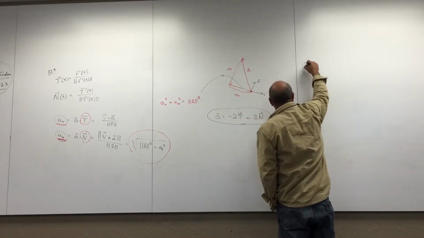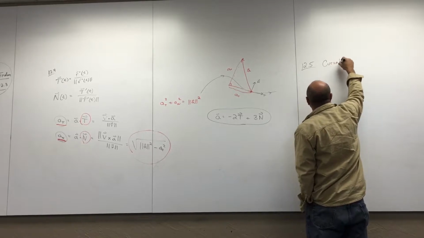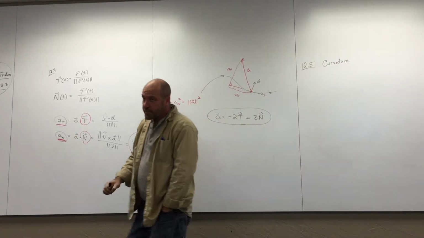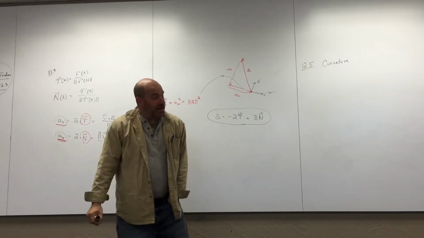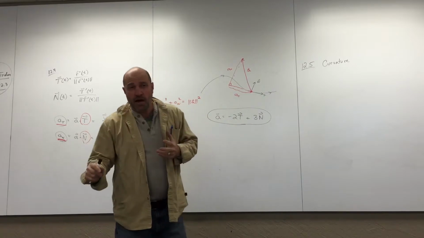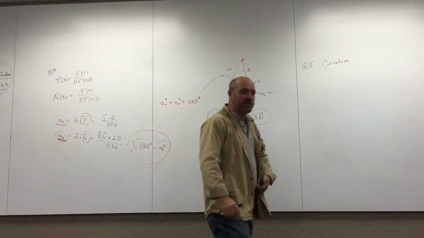Listen, 12-5 is kind of a new topic. The topic is called curvature. And actually, there's another topic in there too that relates to curvature. There's a topic called arc length. But let's talk about this curvature first, and then I'll get back to the arc length maybe.